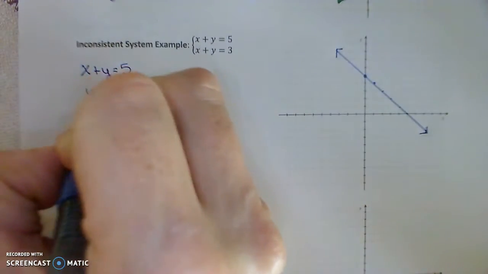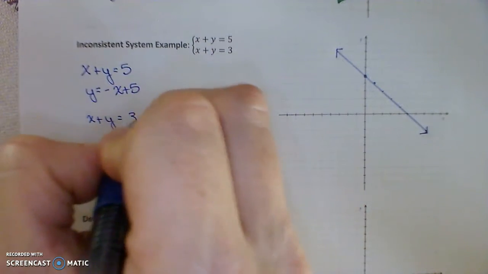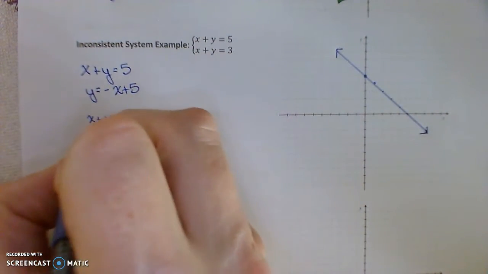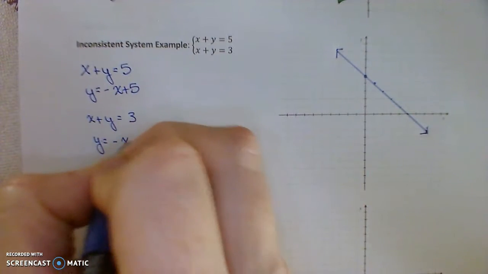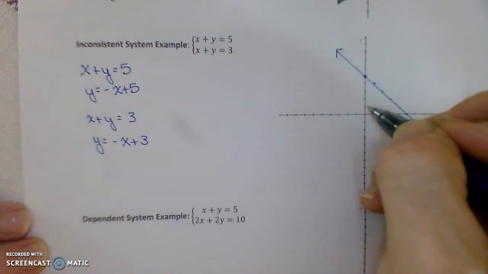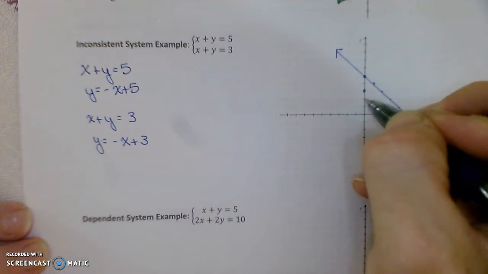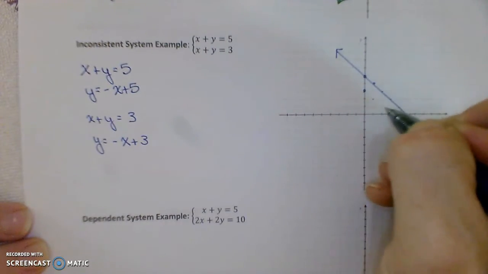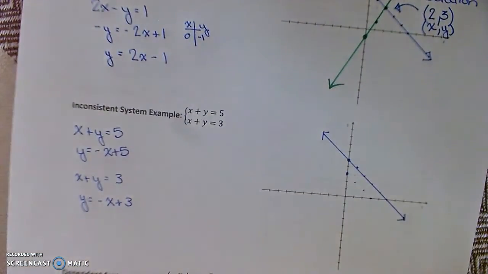Next equation, x plus y equals 3. And again, I can put this in slope-intercept form by subtracting x from both sides. I get y equals negative x plus 3. So here my y-intercept is 3. And you could use the slope of negative 1 to go down 1 over 1 to graph a whole bunch of other points on that line.